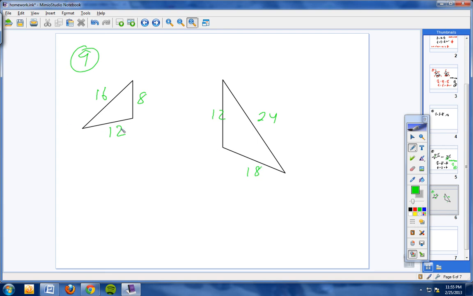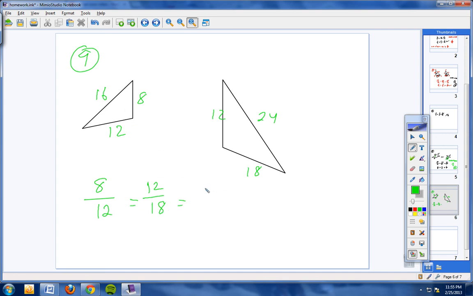All right, smallest side over here is 8. Smallest side over here is 12, so they go together. The middle side would be 12, and the middle side over here would be 24, so 12 over 24. Can we stop right there, please? If you reduce 8/12, oh, sorry about that. The middle side over here is not 24, the middle side is 18, so it would be 12 over 18.